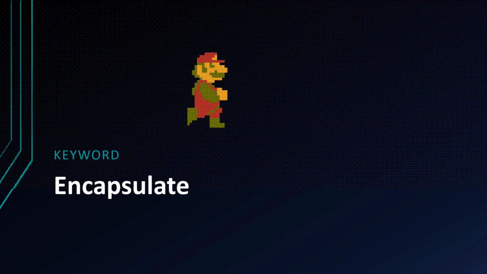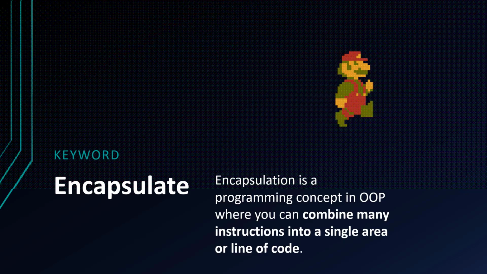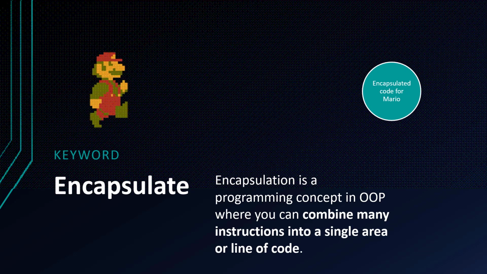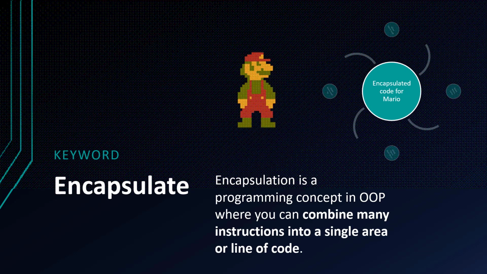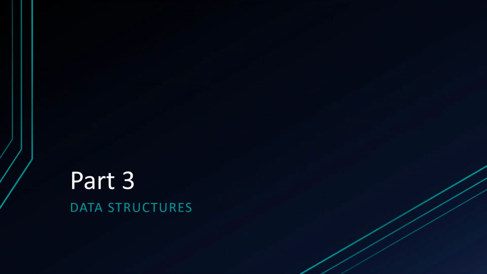Another concept is called encapsulation, and simply that just means that we're combining many instructions into a single area or line of code. So in the example of Mario here, the encapsulated code for Mario would be Mario can walk, Mario can jump, Mario can duck, Mario can look up, etc.